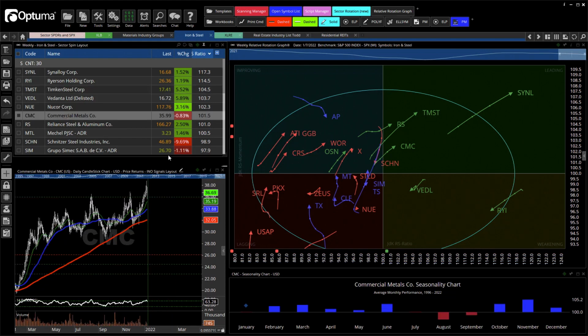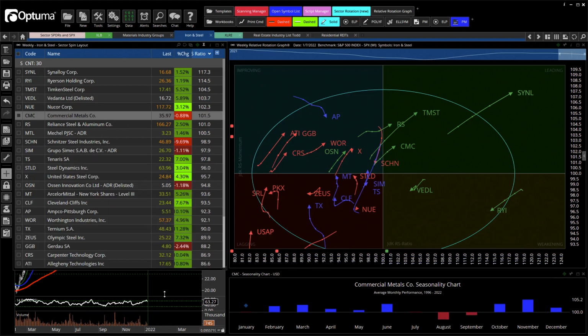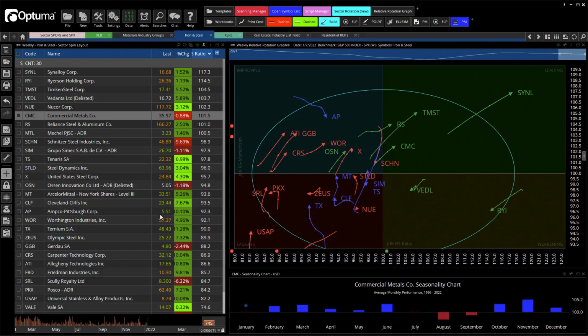Let me make that a little bit larger for you. So you can see most of the stocks that are included in this list. Now I have this on a weekly table. This percent price change is this week. Today is Thursday, January 6th. So we have about 3.5 days worth of trading involved right here.